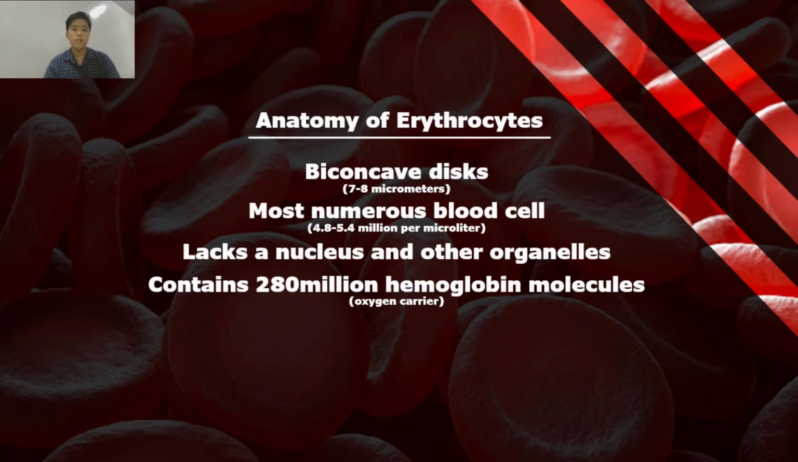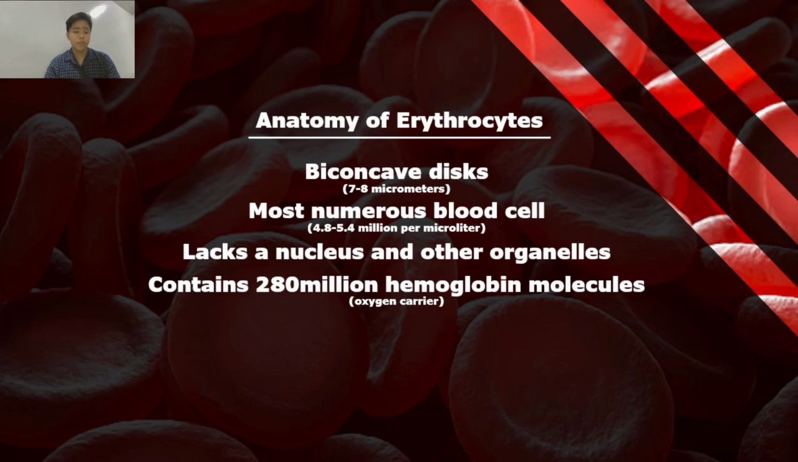RBCs are the most numerous blood cell, where we can see 4.8 to 5.4 million cells per microliter. To make it simple, imagine the population of Cavite during 2020, which is around 4.3 million. So to compare, Cavite is similar to a microliter. So just imagine that. There are more cells per microliter compared to the amount of people in Cavite.